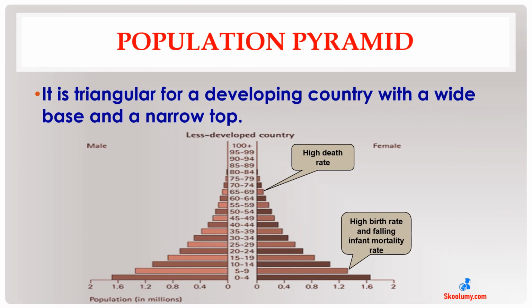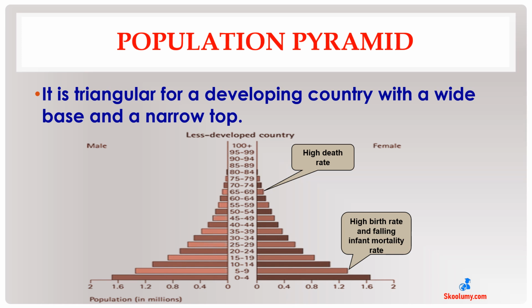We will examine the population pyramid for a developing country. A developing country is a low-income country such as Nigeria. The population pyramid is triangular with a wide base and a narrow top. It has a wide base because of the high birth rate and falling infant mortality rate.